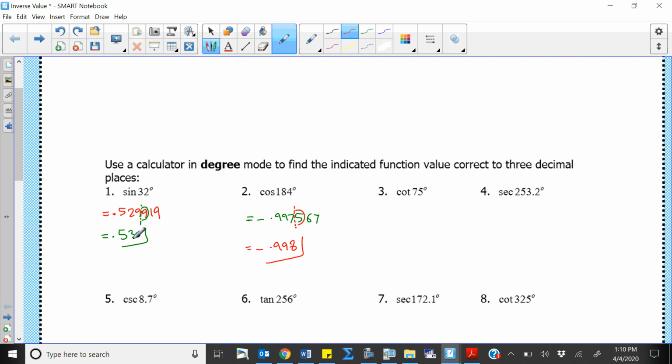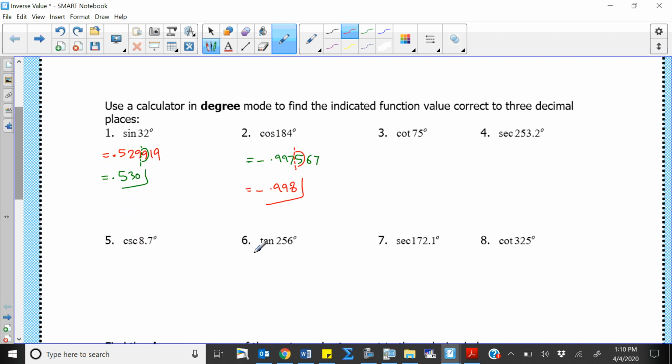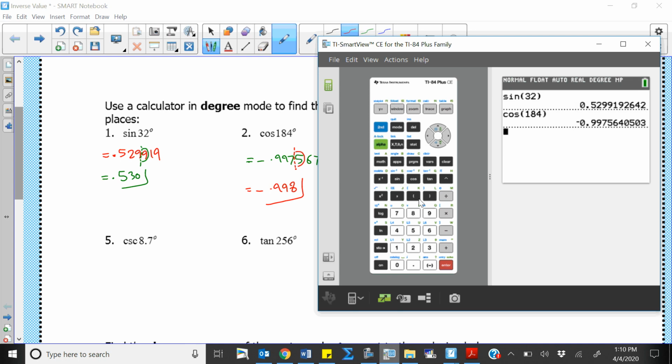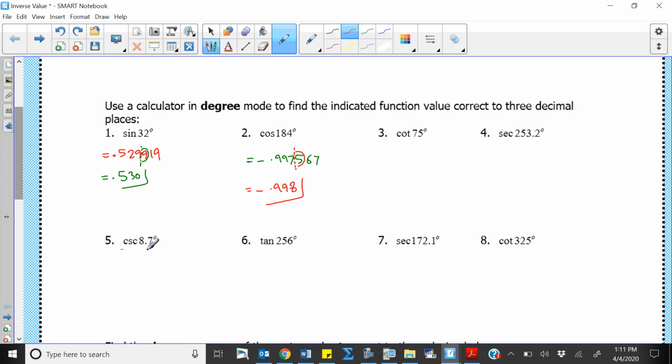And if I want to find tangent, again, simply go to tangent of 256, and the answer is this one, and you can round it. But how about values like this one, cosecant of 8.7? We don't have any button defined for these kinds of functions on our calculator. So what do we do with this? We need to make some changes to these functions.